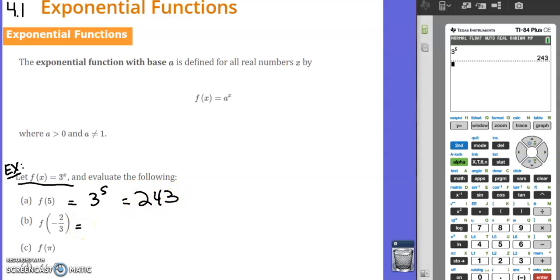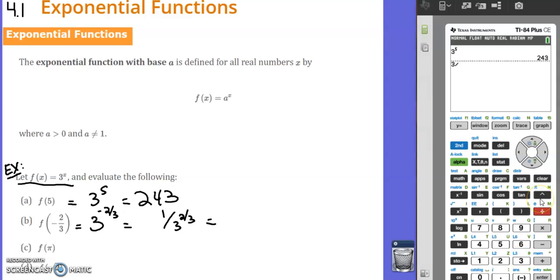And here, f of negative 2/3, so 3 to the negative 2/3 power. If you're not 100% sure how to do this on your calculator, or if you forget your calculator, a negative exponent means to flip. You could do it that way and evaluate it without the calculator, but sometimes it gets like the cube root of 3 and then squared. You would have to be working at this for a while, but just plugging this into your calculator.